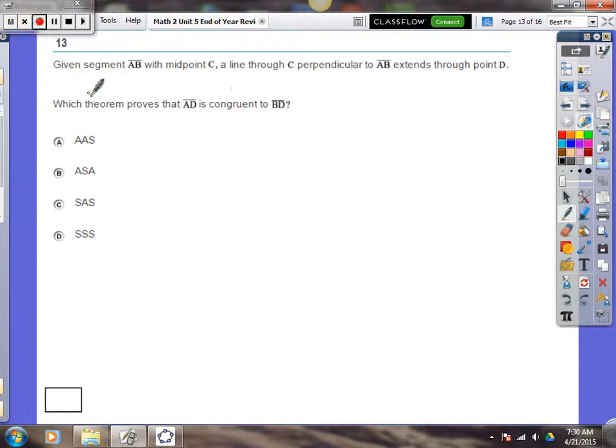13. Okay, you gotta draw a picture. So segment AB. You just draw a line. Here's B. Here's A. C is right in the middle. So C is right here. That means this piece is congruent to this piece. They're the same size.